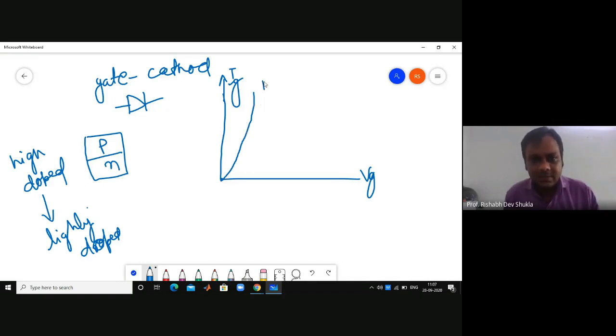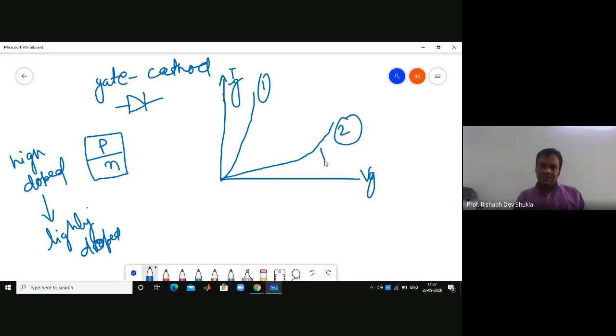Let it be curve 1. If you are taking towards the lightly doped regions, it means larger voltage change and current is lesser, curve 2. So this is your lightly doped. This is your highly doped.